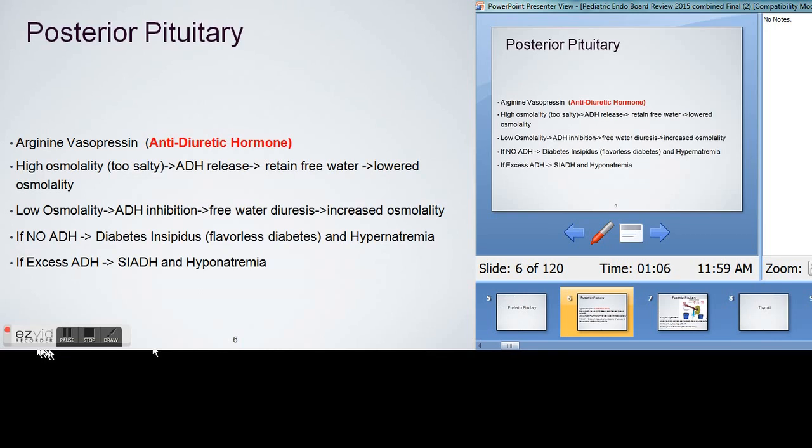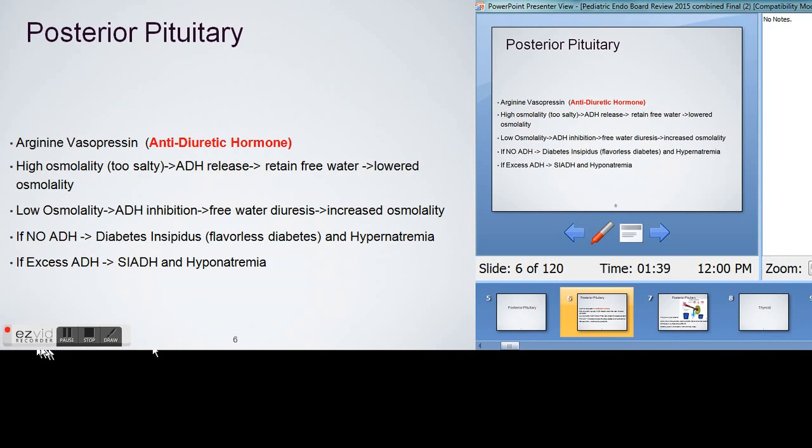All right, we'll talk about the posterior pituitary. ADH is produced by the posterior pituitary together with oxytocin. Oxytocin, I guess, doesn't have much effect in most people, or at least that's what we think. But high osmolality will trigger ADH production, and that will lead to retention of water and lowering of the osmolality. If we have low osmolality, that will lead to inhibition of ADH, so you'll have free water diuresis and the osmolality will return to normal.